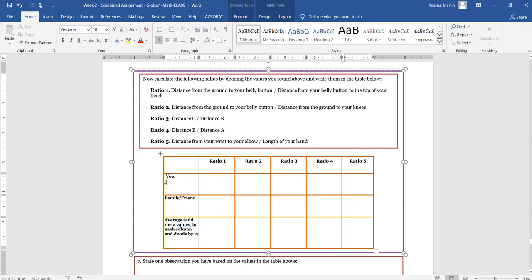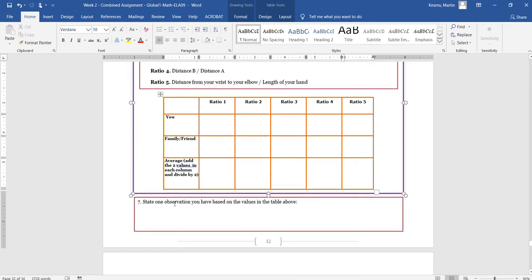Once you get your measurements and your family's measurements, make sure you find the average. You add the two values in each column and divide by 2. You find the average of the two. Then state one observation you have based on the values in the table above. So see if you notice a pattern of any kind that might be able to help you, all right?